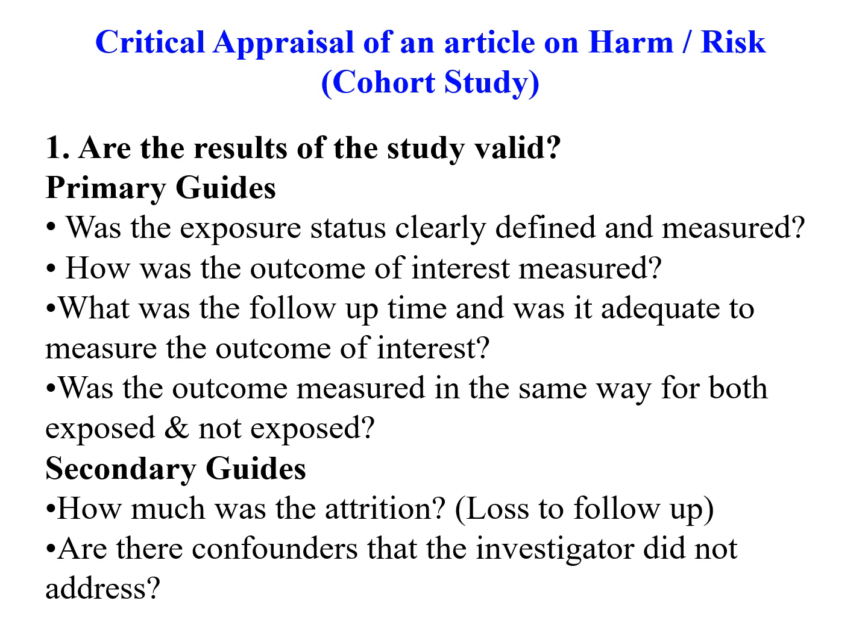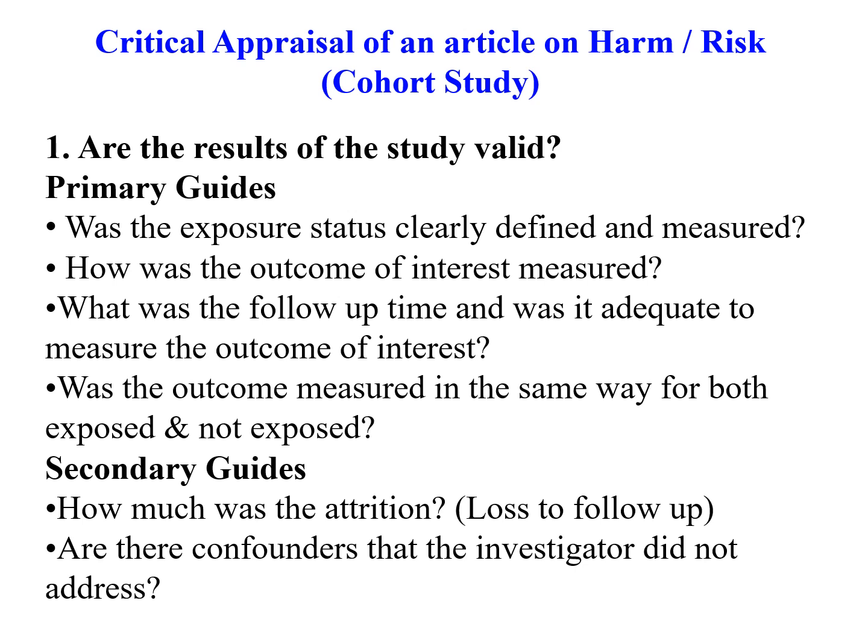So this is a guide to critical appraisal of an article on harm and risk. So first question, are the results of the study valid? So primary guides: was the exposure status clearly defined and measured? How was the outcome of interest measured? What was the follow-up time and was it adequate to measure the outcome of interest? Was the outcome measured in the same way for both exposed and not exposed?